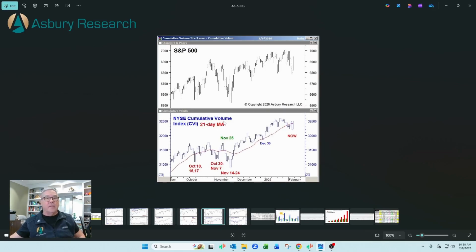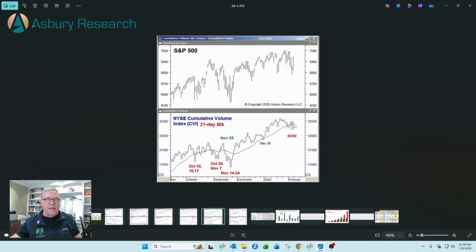This is the cumulative volume index. For those of you out there that are technically oriented, it's very similar to on-balance volume. It's cumulative volume, as the name suggests. It crashed down through the 21-day moving average on Thursday, indicating that volume is drying up. It edged back above the 21-day moving average on Friday. This is the third green, if you will, for the Asbury 6. And note that it's right on this 21-day moving average.